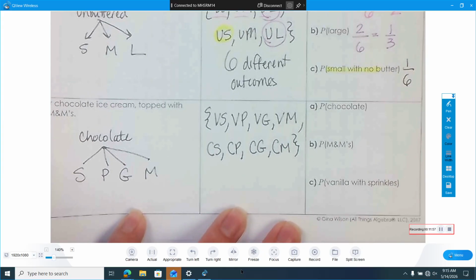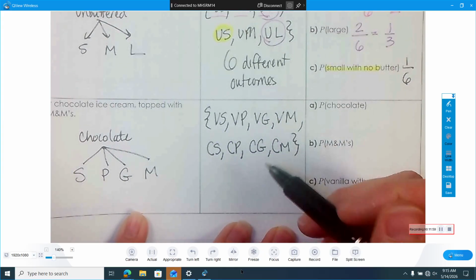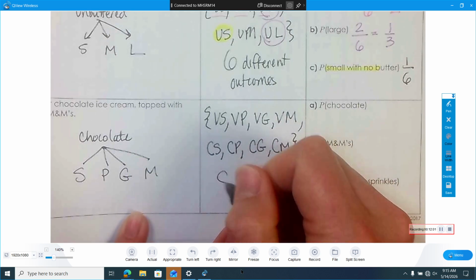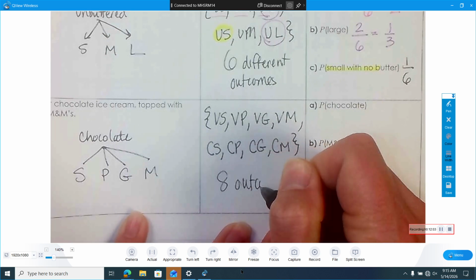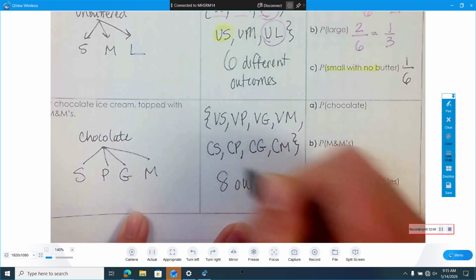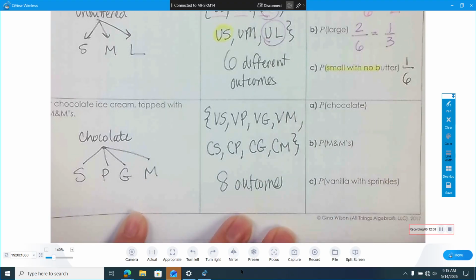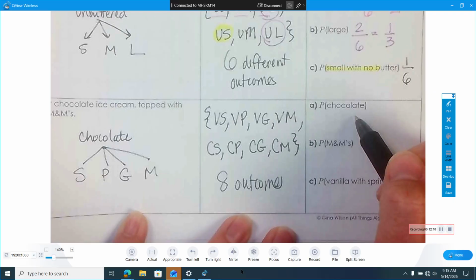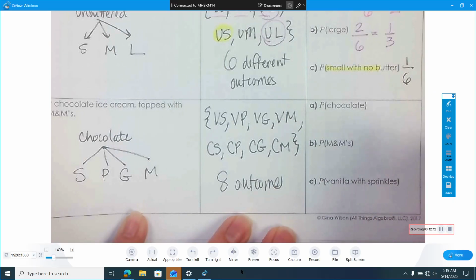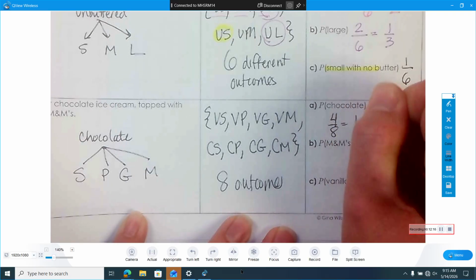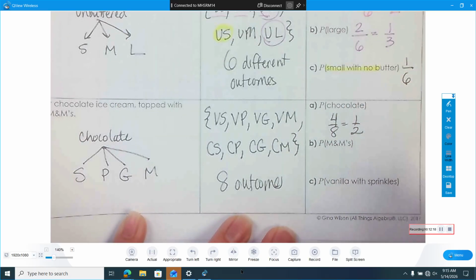Okay. How many outcomes here? 8 outcomes. 8 different outcomes here. All right, what's the probability of getting a chocolate ice cream? 4 out of 8, which is 1/2. Very good.